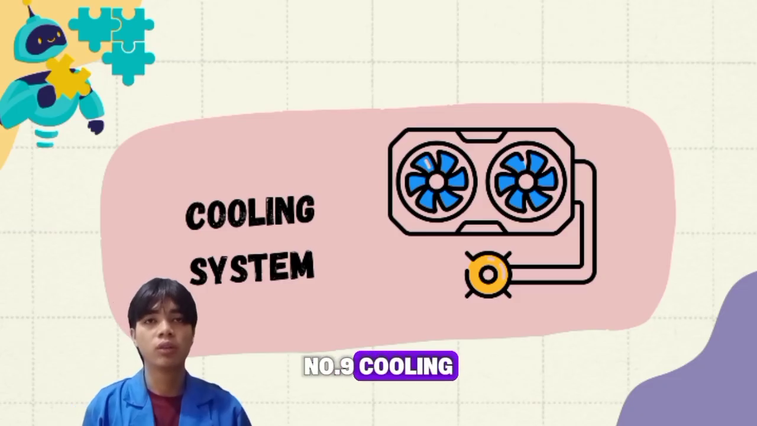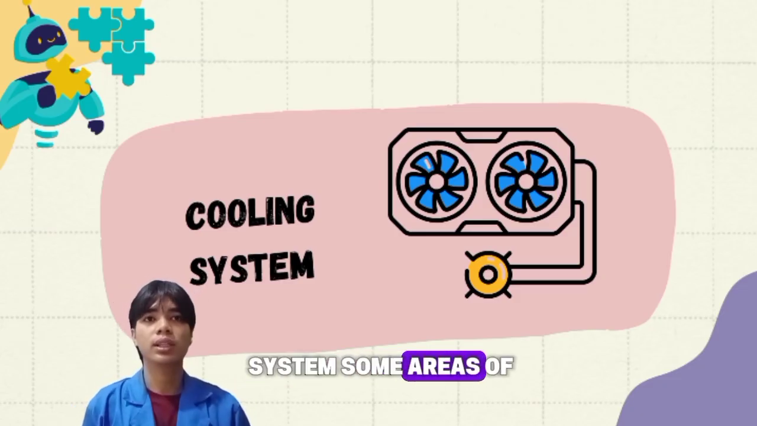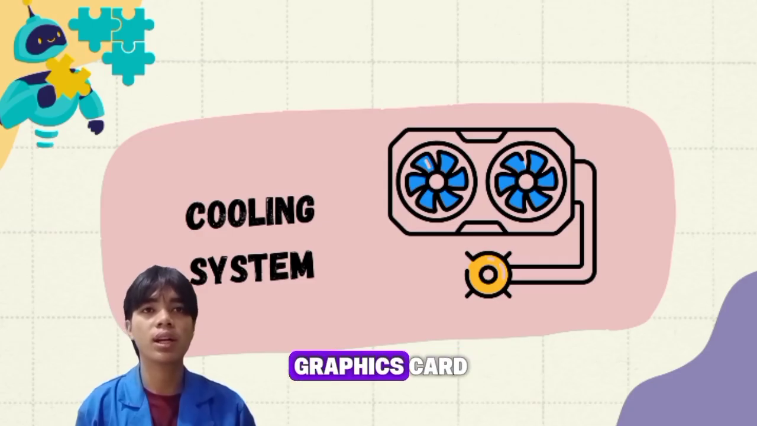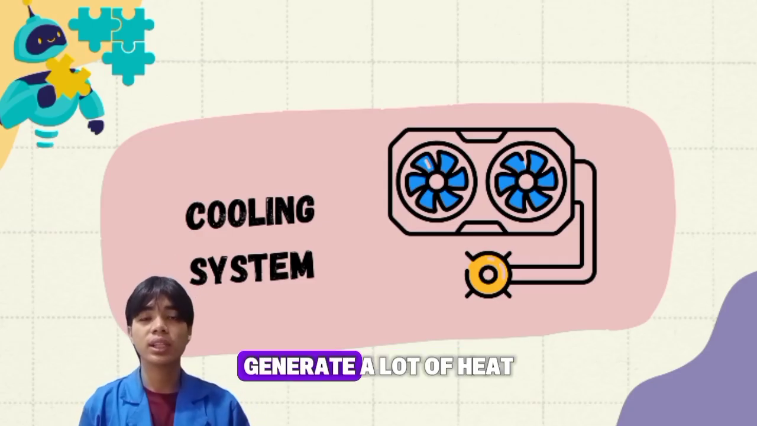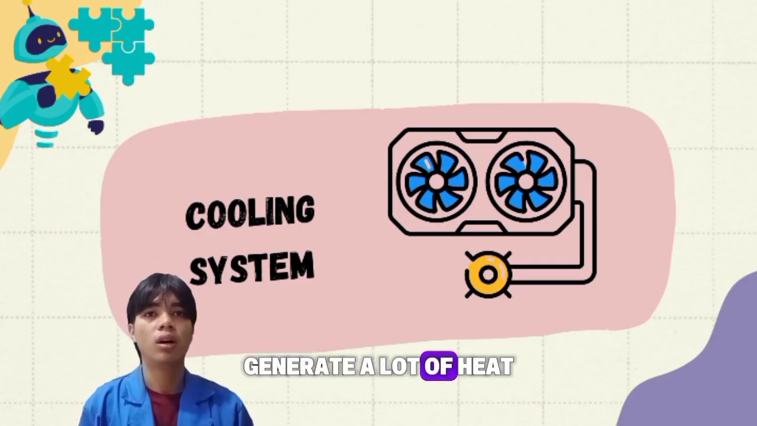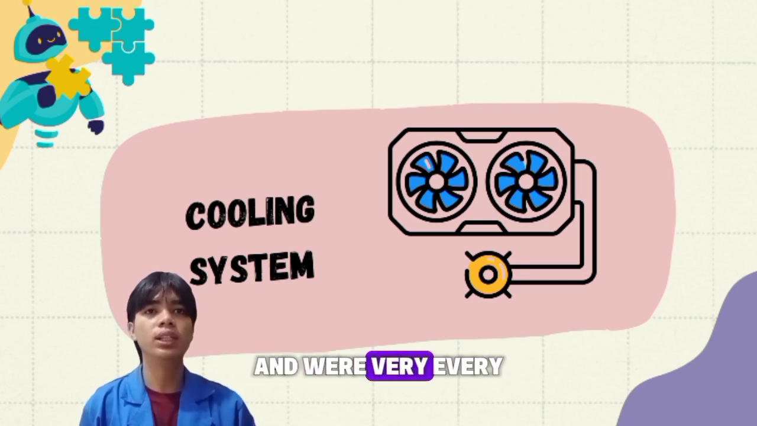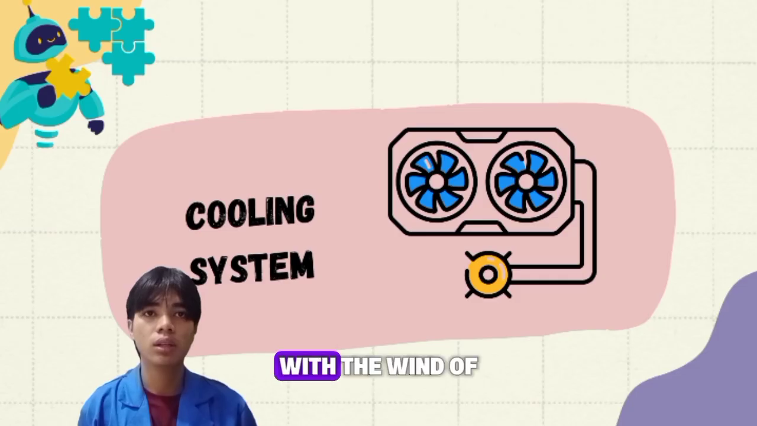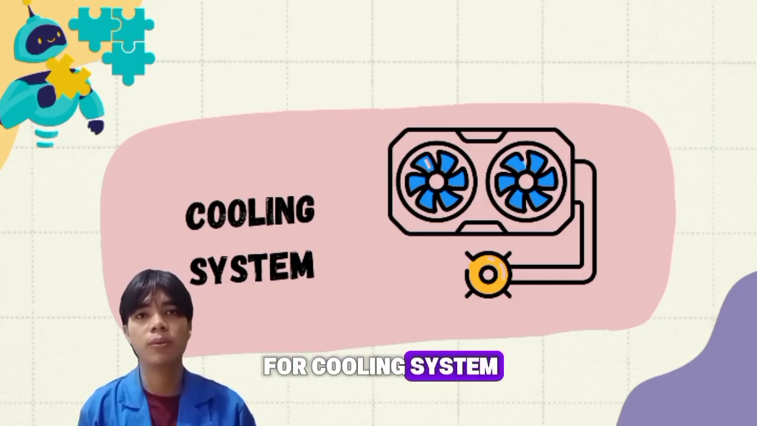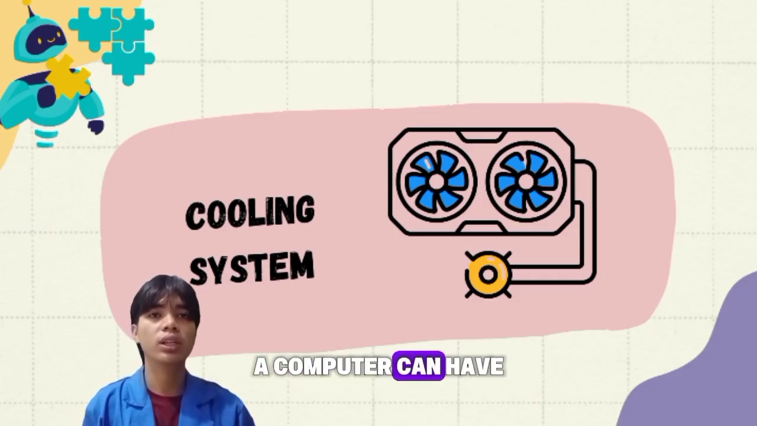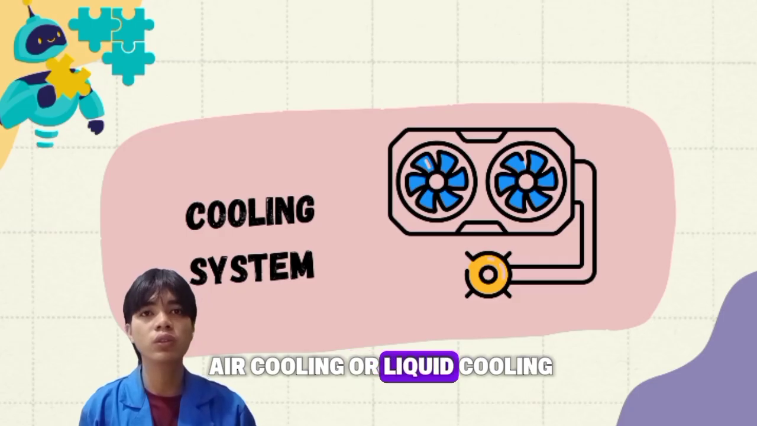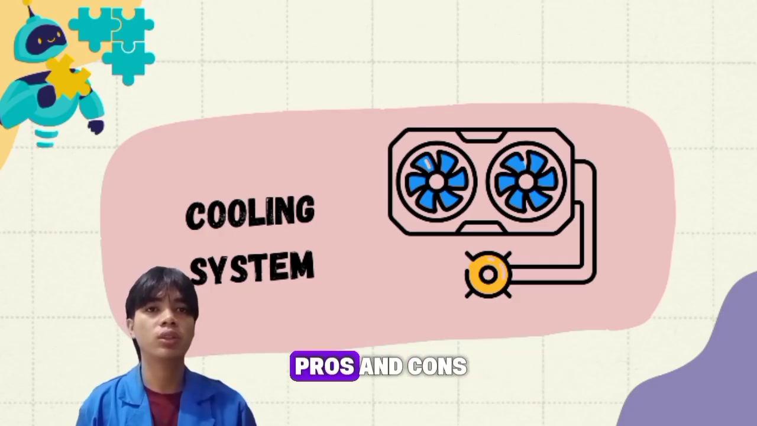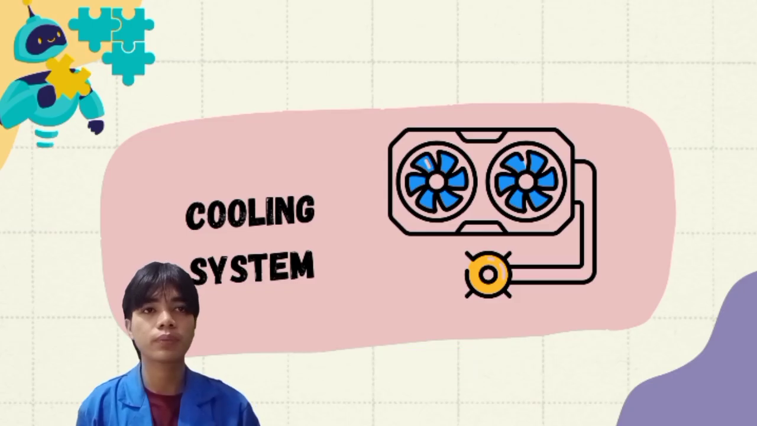Number 9. Cooling system. Some areas of the computer, like the CPU and graphics card, generate a lot of heat and could harm every other component and themselves. For cooling, a computer can have air cooling or liquid cooling, each with its own pros and cons.